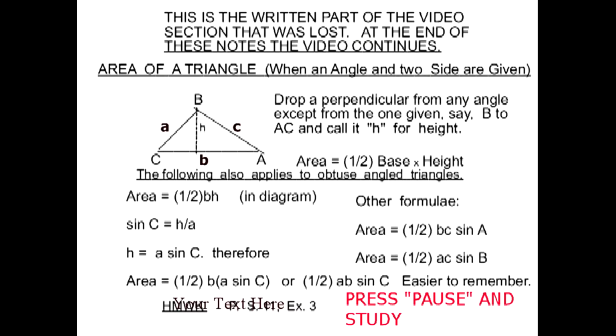Now substitute this in the basic formula at the top for area of a triangle. A equals 1/2 the base times the height. And you get that the area equals 1/2 B times A sine C. That's how you get the area equal to 1/2 AB sine C. Check out the other ways of working out the formula in the bottom right-hand side and add them to your journal.